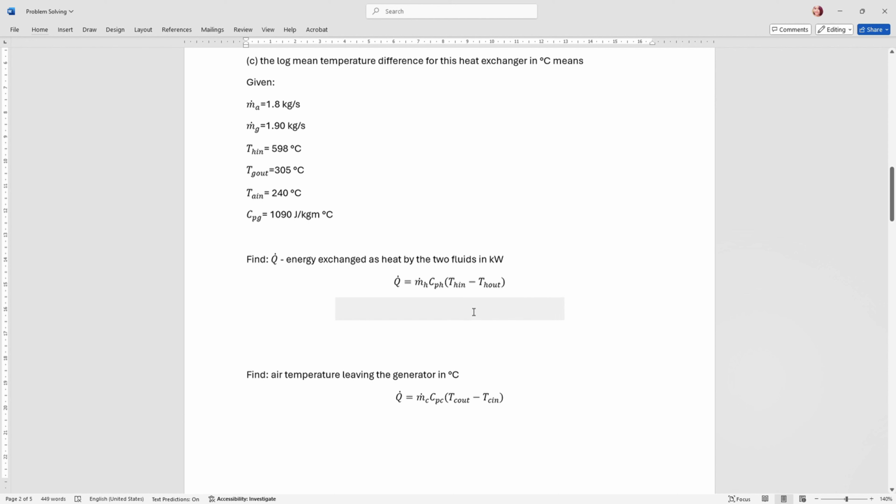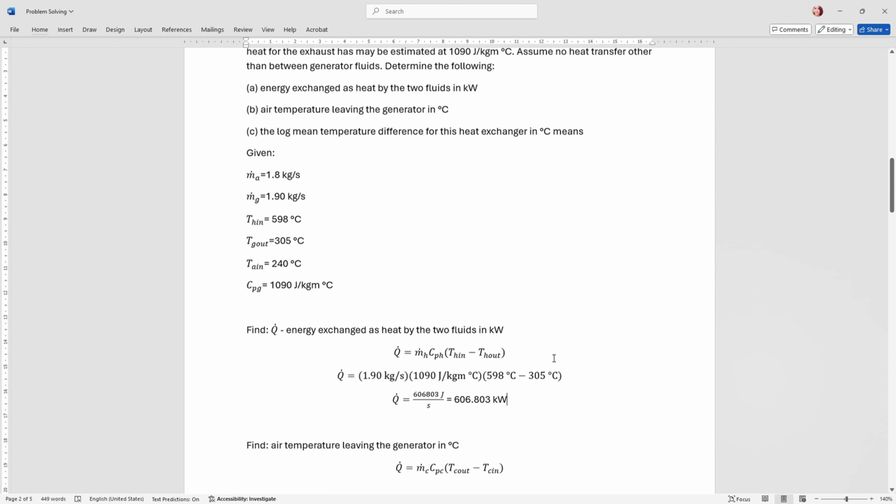Then, gagawin natin is substitute lang. Mass ng gas is 1.9. CP is 1090 joule per kilogram mass degree Celsius. Then 598 minus 305 degrees Celsius. So ang masagot dyan is 606,803 joule per second or 606.803 kilowatts.